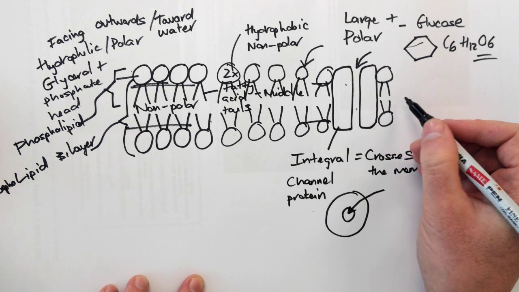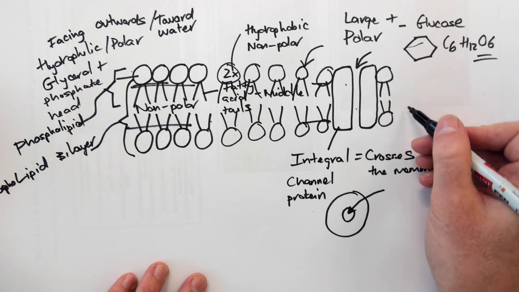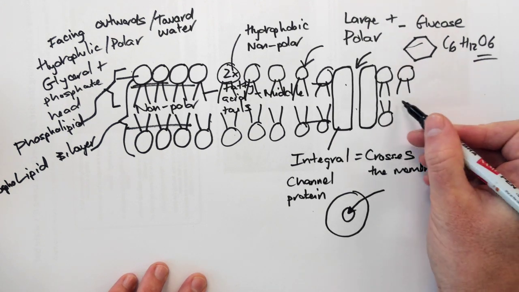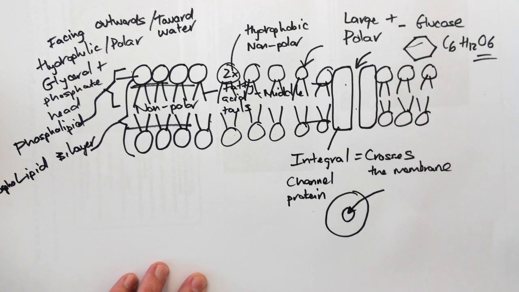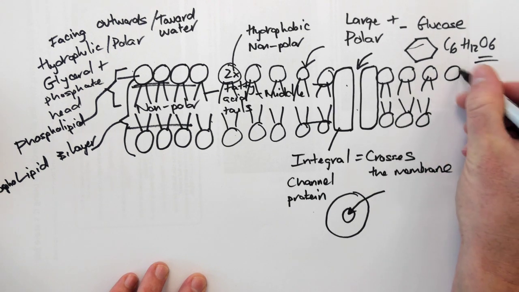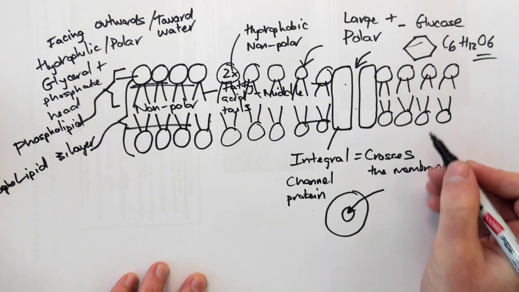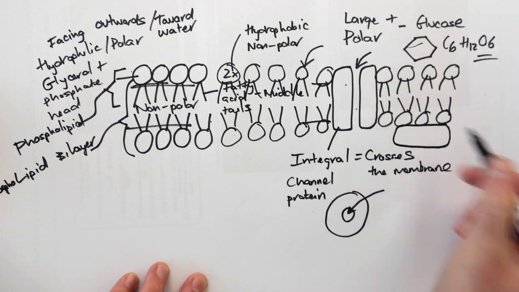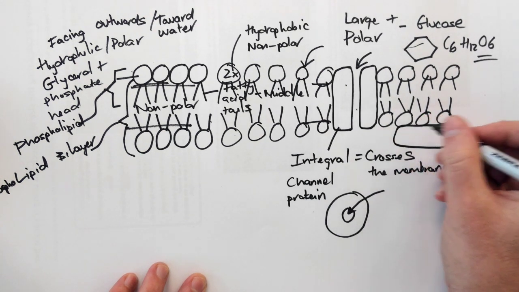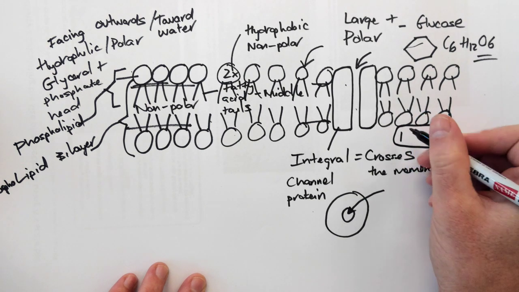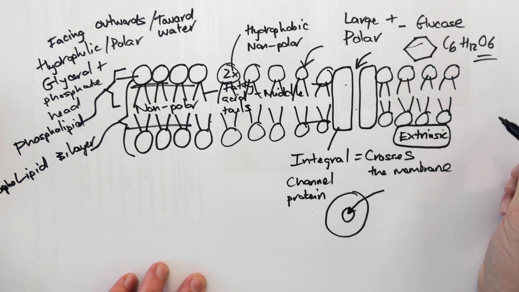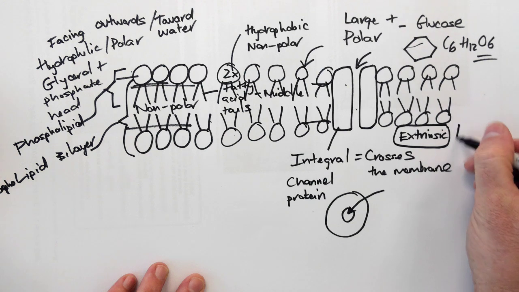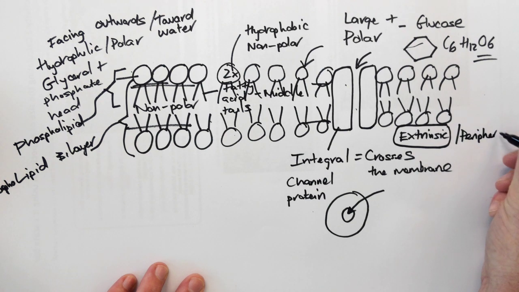We might also have proteins where they are stuck to the surface, one surface or another surface. So let's draw one down here. We're going to draw one here which is attracted to the heads. This is an extrinsic protein. It's outside. We could also call it a peripheral protein. So we're going to draw one of those.